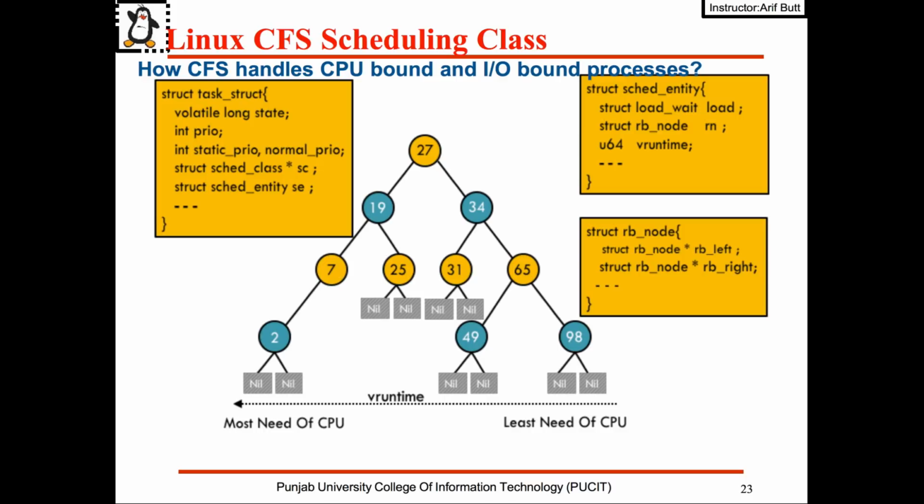Finally, let's see how CFS handles CPU bound and IO bound processes. Well, of course, we know that we don't use complex heuristics. Let us consider an example of a text editor and a video encoder in the CFS scheduling class. A text editor, as we know, is an IO bound process, and a video encoder is a CPU bound process.